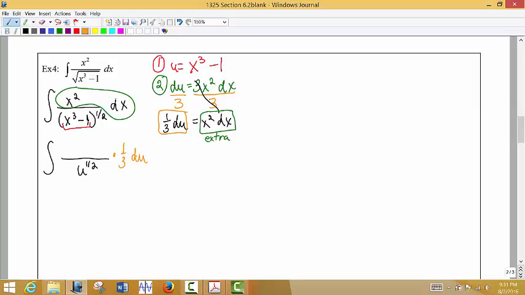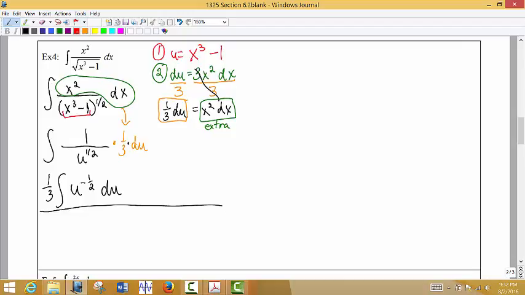Now we're going to replace all that extra stuff with its equivalent, 1/3 du. Now it looks like our fraction has an empty numerator, so we're going to go ahead and put a 1 there. And I'm going to rewrite this before I integrate. We have a constant multiple of 1/3, and I'm going to bring that outside of my integration symbol. I'm going to bring u to the top of that fraction, so I'm going to write that as u to the negative 1/2 power, and then I'm going to have my du. So this is now a straightforward integration.